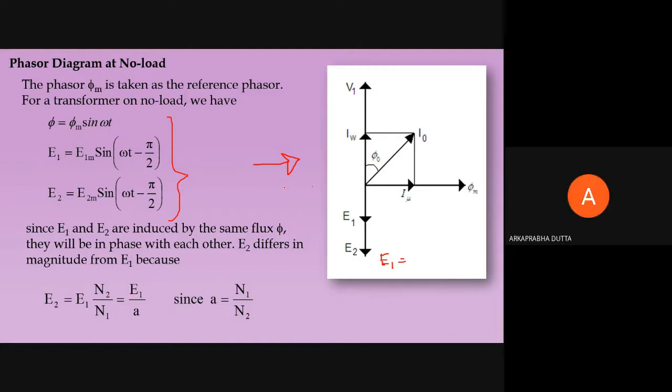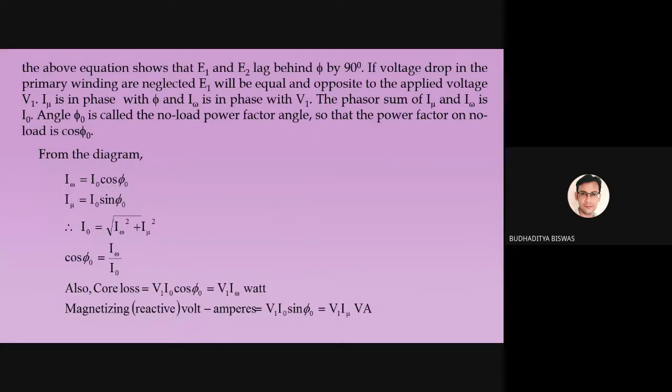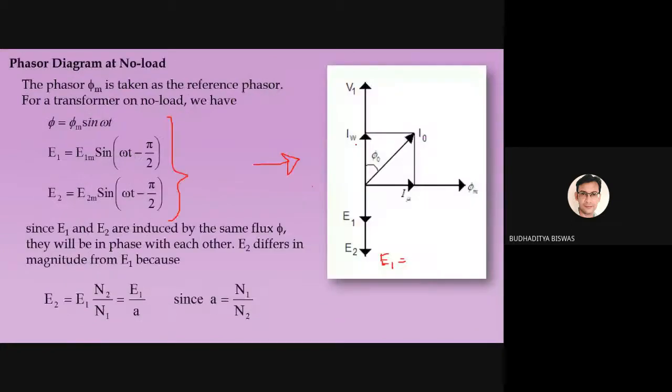Okay. From this diagram, some rules we need to find out to do the numerical examples. One is very easy to understand: Iw square plus I mu square equals I0 square. So I0 equals root under Iw square plus I mu square, from this triangle, by simple vector addition, from the Pythagoras theorem.